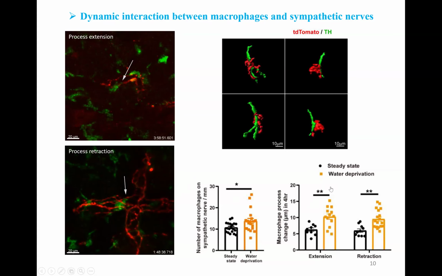In particular, we know that water deprivation will enhance activities of sympathetic nerves in the kidney. We found that water deprivation for 24 hours will increase the density of sympathetic nerve-associated macrophages and also expedited their protrusion movement, suggesting there was a need for a dynamic interplay between the sympathetic nerve and the nerve-associated macrophage.